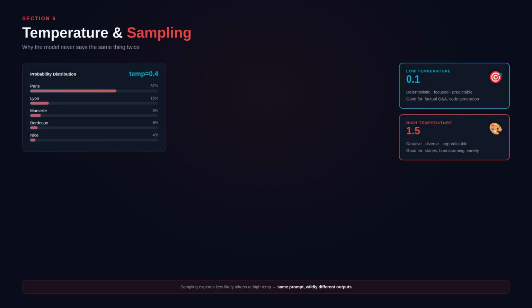Why doesn't the model always generate the exact same response? Because of sampling. A temperature setting controls how the model samples from its probability distribution. Lower temperatures make responses more deterministic and focused. Higher temperatures increase randomness and creativity. Asking for a story might produce something wildly unexpected. At low temperatures, the same prompt produces the safe, expected answer.